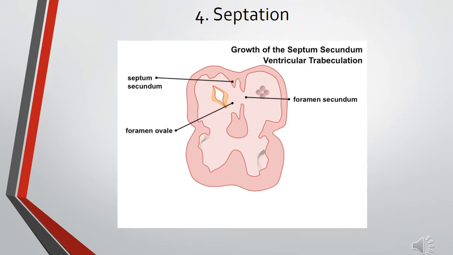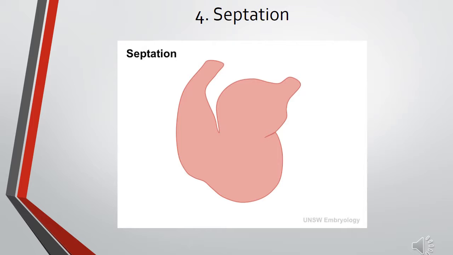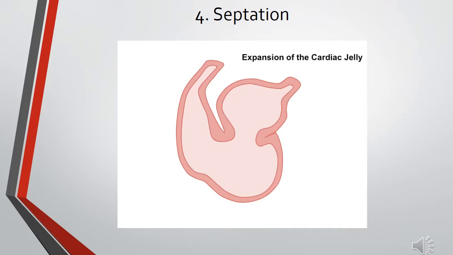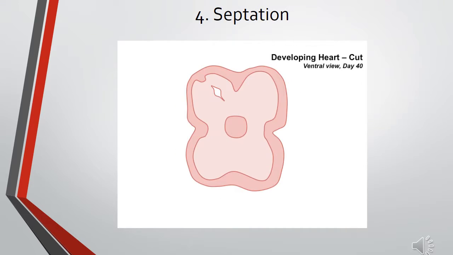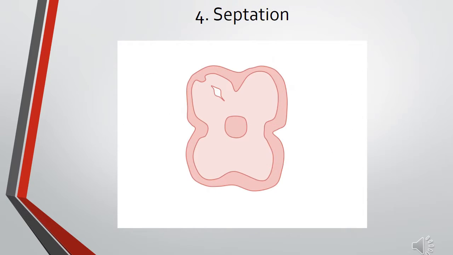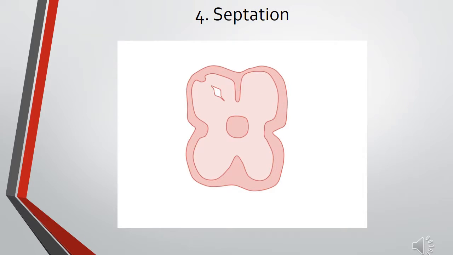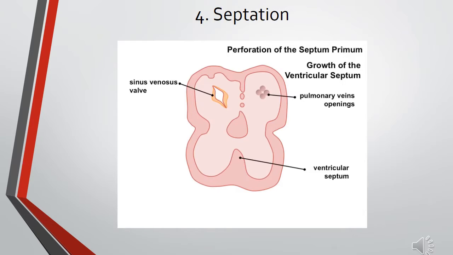During the 5th and 6th weeks of development, the incomplete partitioning of the atrium by the septum secundum forms the foramen ovale. Blood flows from the right atrium through the foramen ovale and the foramen secundum to the left atrium, forming a right to left shunt. The remaining portion of the septum primum acts as a valve of the foramen ovale. Blood cannot flow in the opposite direction as the muscular strength of the septum secundum prevents prolapse of the septum primum. Next, there's remodeling of the inflow tract and the atria.